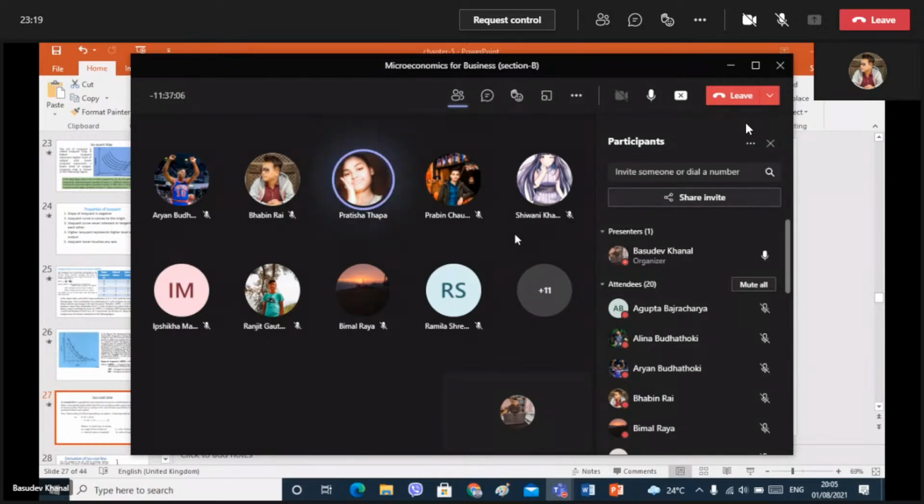What is price line or budget line in consumer behavior, indifference curve analysis? Budget line is the locus of various combinations of two goods which a consumer can purchase by spending his or her given money income and market price. Good.